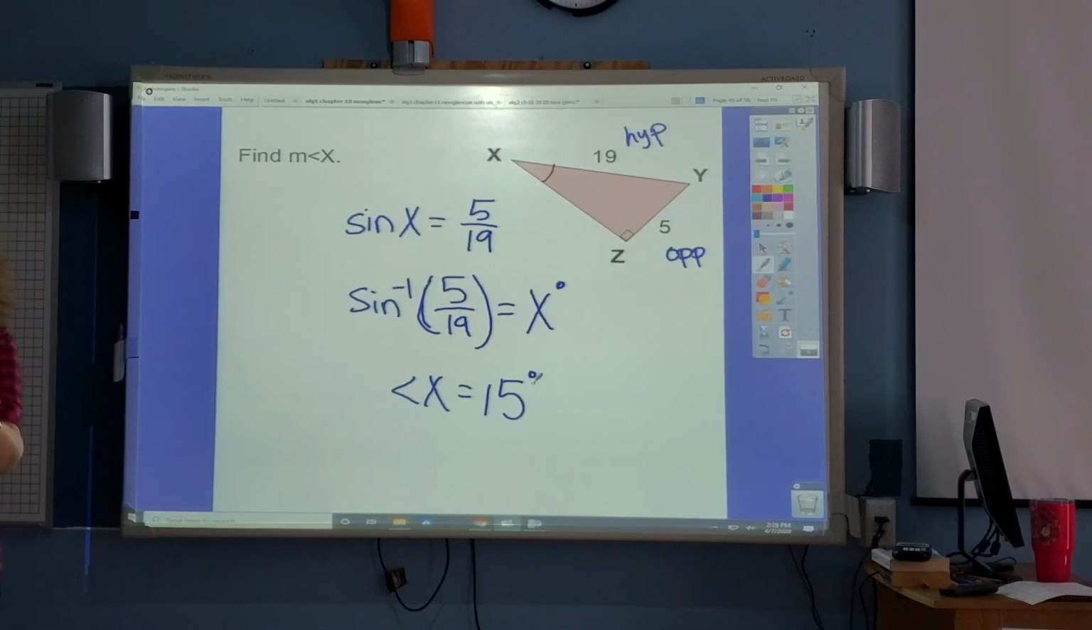So be careful with your labeling. Have SOHCAHTOA written out. Make sure you're using the correct trig ratio.